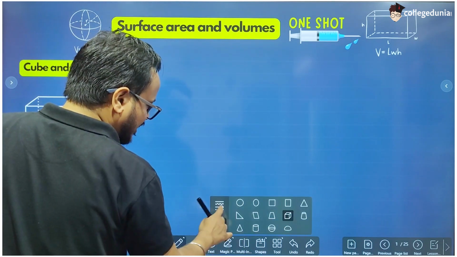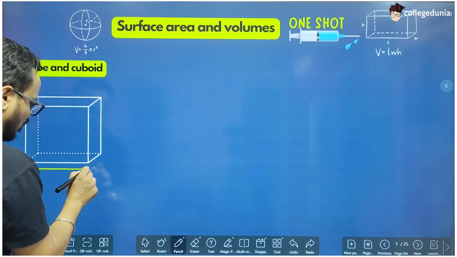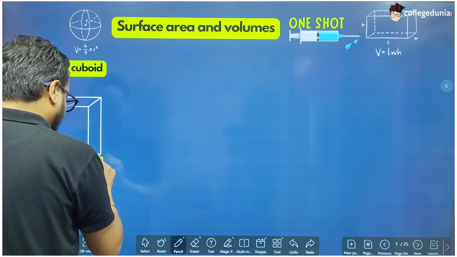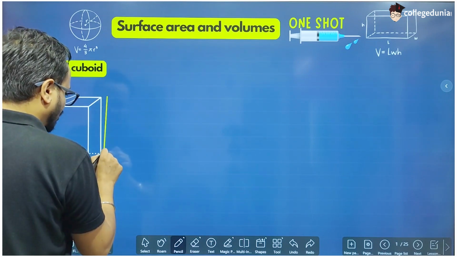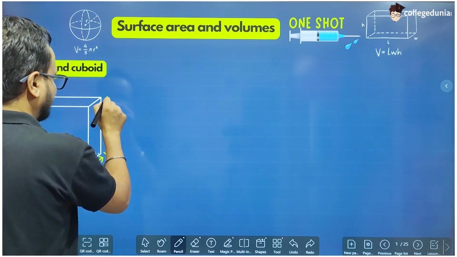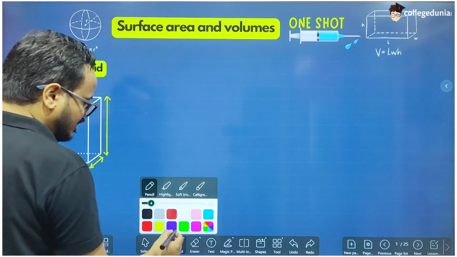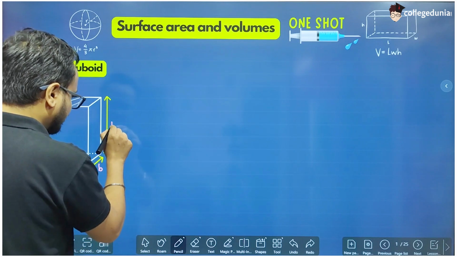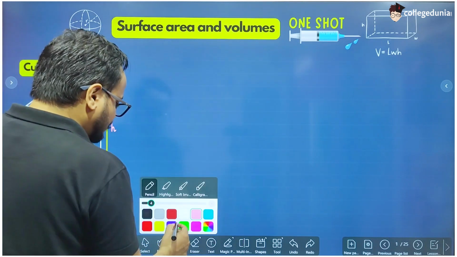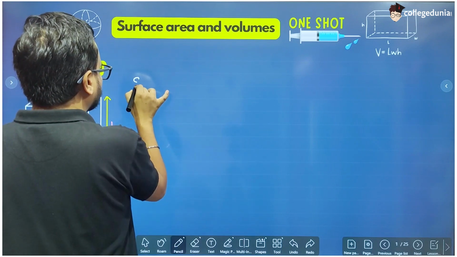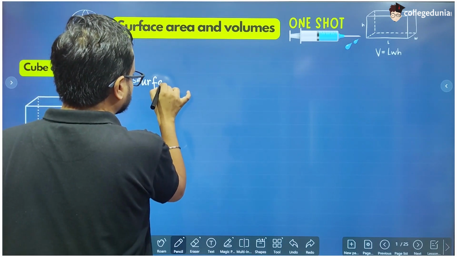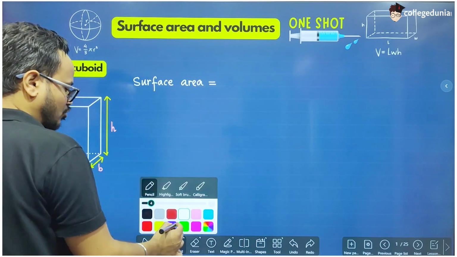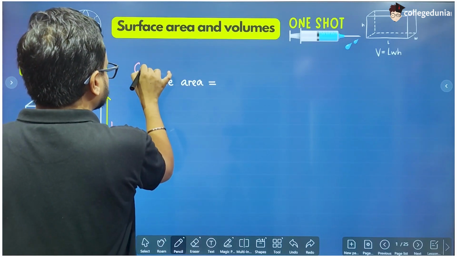It has three parameters: length, breadth and height, and all these three are equal. This is the length, this is the breadth, and this is height. Since all the three parameters are equal, you can call any side as length or breadth or height. So let us take this as length, this is breadth, and this is height, h. So surface area of cube. First we are talking about cube, then we will discuss about cuboid. So this is the cube.